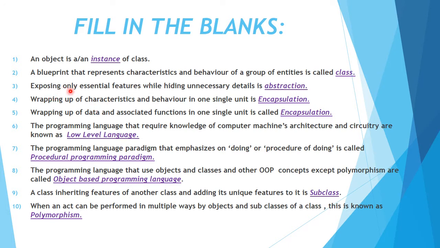Next, exposing only essential features while hiding unnecessary details. You all know that it is known as abstraction. Only showing essential feature and hiding unnecessary details. It is abstraction. And next one, wrapping up of characteristics and behavior into a single unit. It is known as encapsulation.